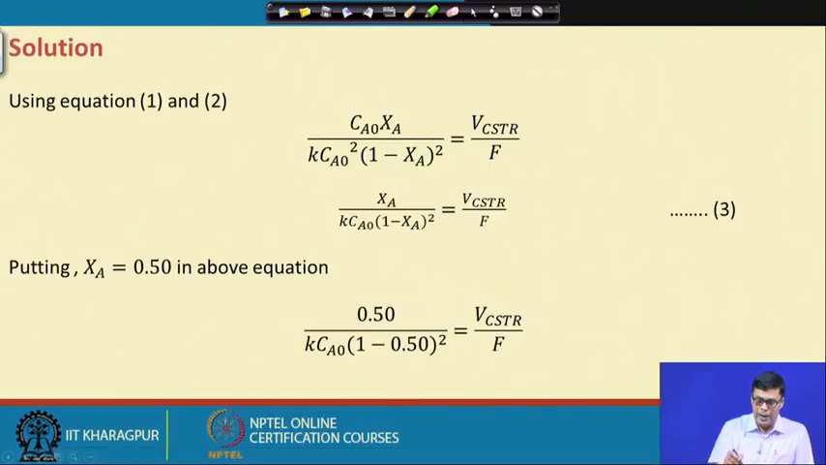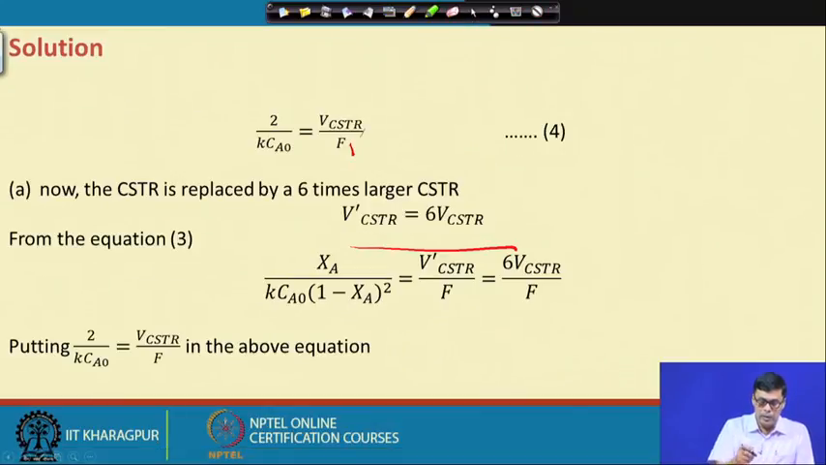Now, we can analyze the reactor like this: C_A0 into X, and k into C_A0 (1 minus X) whole squared. Finally we come to this expression, because one C_A0 will cancel, so one C_A0 will remain here. Now put the value here, 0.5 and 0.5 for 50% conversion. Then we have this equation: 2 by k C_A0 equals V by F.